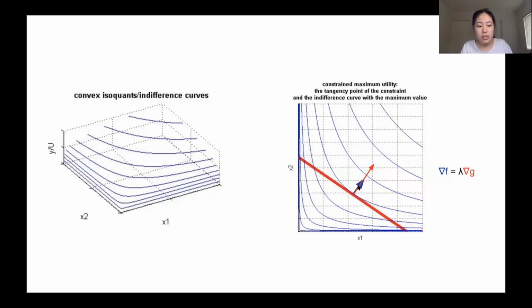Here we are using the gradient. The gradient is perpendicular to the tangent line of the contour line, the blue one. The constraint also has a gradient, the red one. They are both orthogonal to the same tangent line, which means they are scalar multiples of one another. So the gradient of y equals lambda, some constant, times the gradient of g. This is the Lagrange multiplier in mathematics.